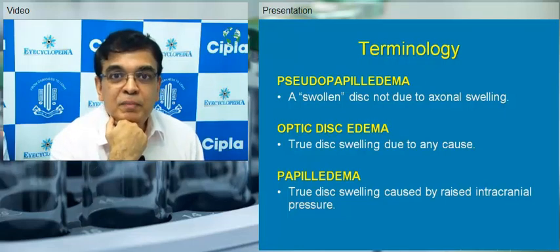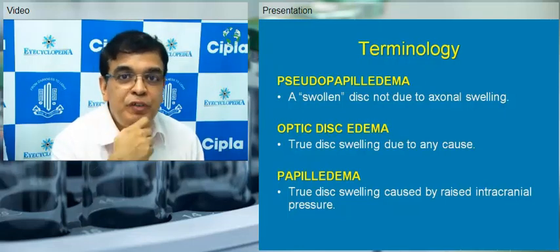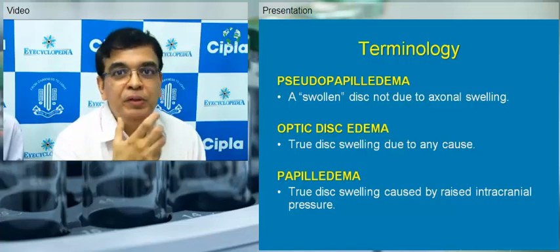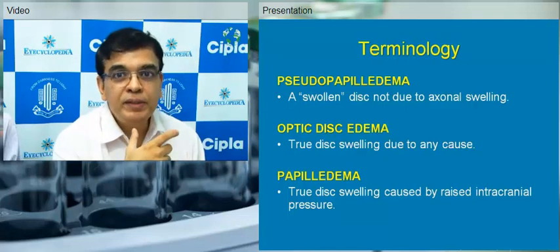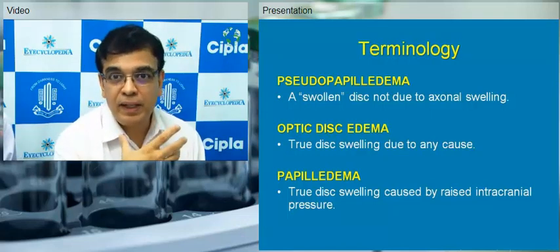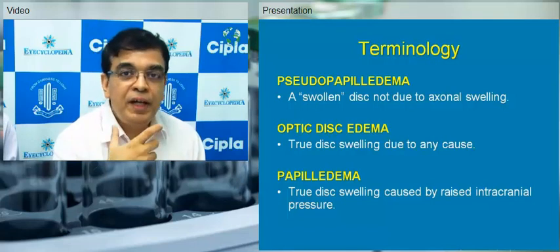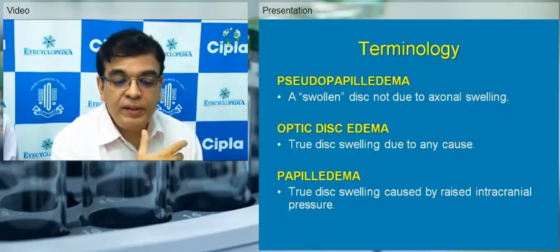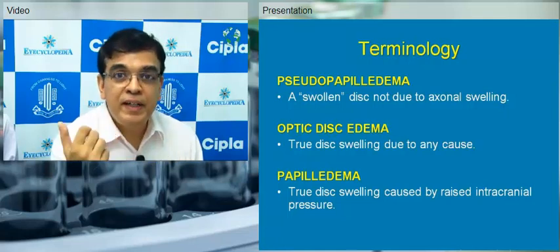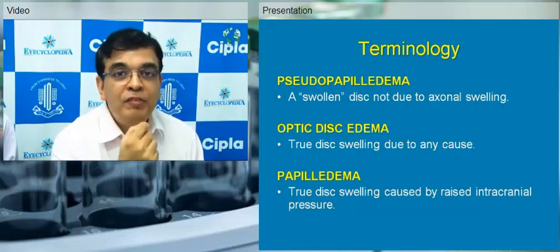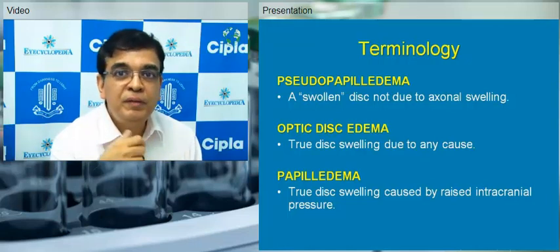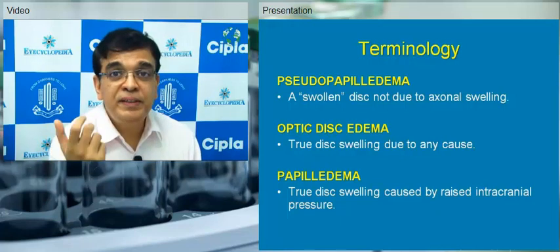I thought I'd lay before you three terms with which we should be very clear. The first is pseudopapilledema, a disc which appears swollen but is not really swollen due to axonal swelling. On the other hand, you can have swelling of the disc due to axonal swelling, and this we call true disc edema, or optic disc edema is the word that you can use. When we use the word optic disc edema, it could be edema due to any cause, whether it is a papillitis, an ischemic optic neuropathy, or even a disc swelling due to raised intracranial pressure.